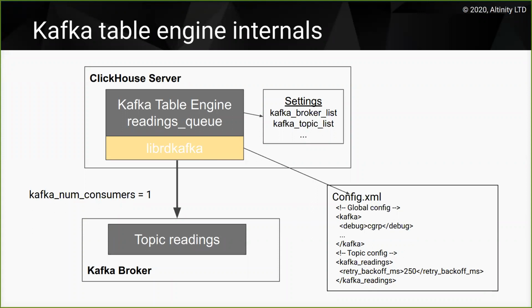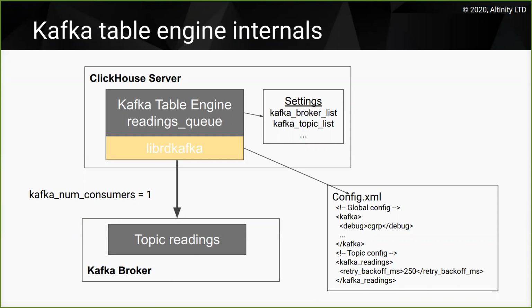Actually, when you create a Kafka table in ClickHouse, under the hood it uses librdkafka, which is one of the most advanced and most performant C libraries to access Kafka data from applications. And using that library you create a consumer, and that consumer fetches the data from the topic as you set up.